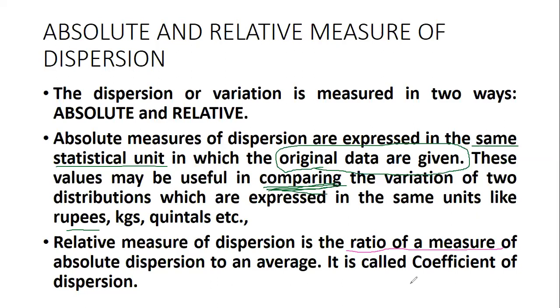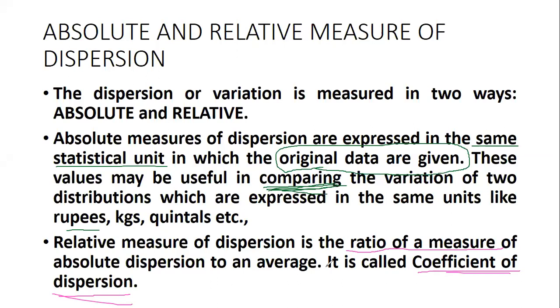So in every problem throughout the chapter, we are going to solve the particular problem. Let's take range, for example. I just explained range: it is the difference between the largest value and the smallest value of the given data when it is in arranged form. After calculating the range, I will have to calculate the coefficient of dispersion, so the coefficient of range. Every time you calculate a measure, you will also have to calculate the coefficient of that measure.